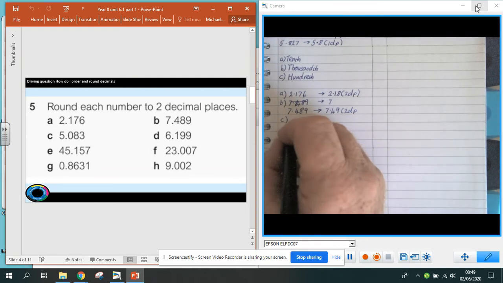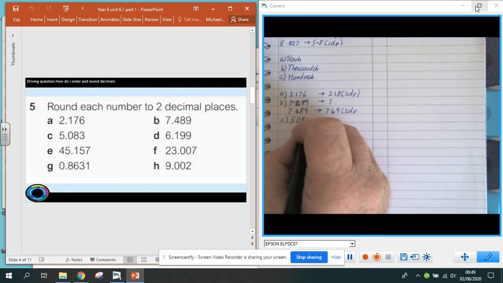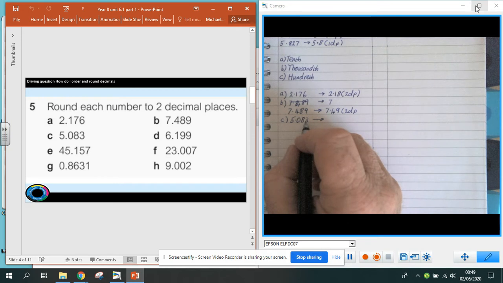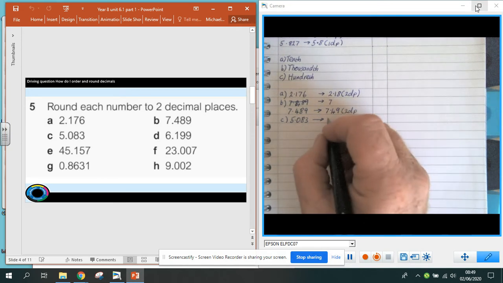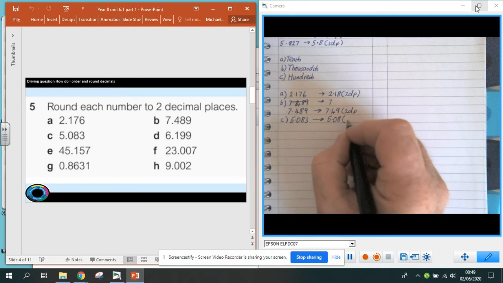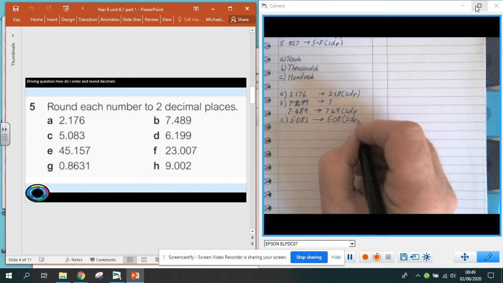C, 5.083. I'm looking at the 3, it's less than 5, so I ignore it. 5.08 to 2 decimal places.